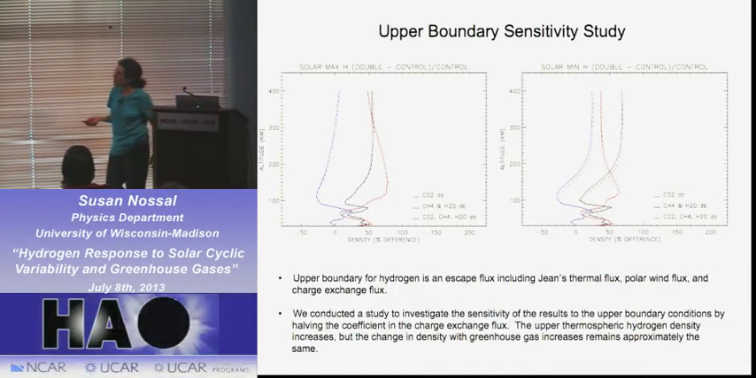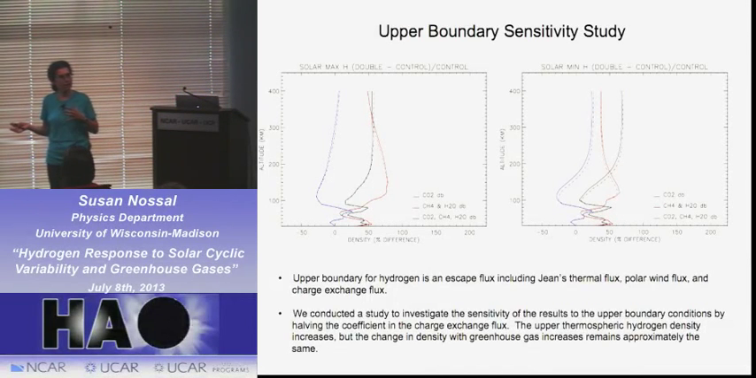When we did this comparison study with a base case using that same modified upper boundary, we get very similar results in terms of the carbon dioxide and the methane and the doubling response of hydrogen to these two different scenarios. So while the distributions are changing, the actual percent changes are not changing very much. Again, the dotted lines mean the change in the upper boundary, and the solid lines are when we use the upper boundary from the model.